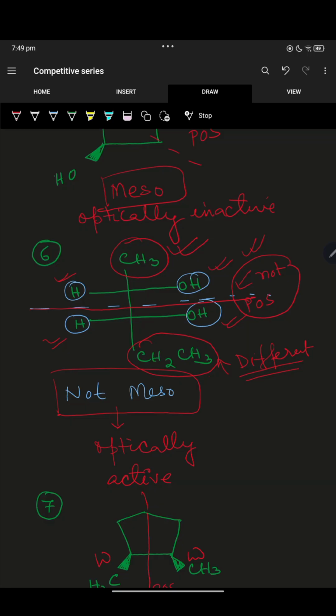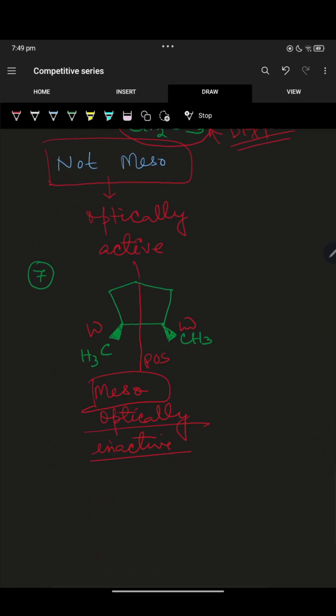The molecule is chiral. The last one, both the bonds are wedge on both sides of the line, which we can say now is the POS. So, since there is POS, the molecule is meso and it is optically inactive.